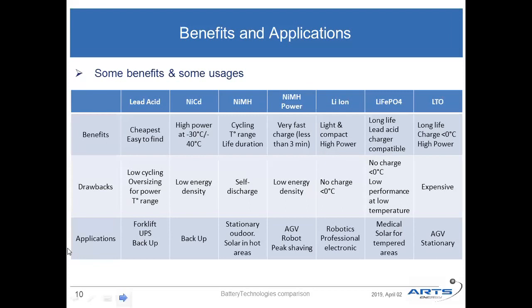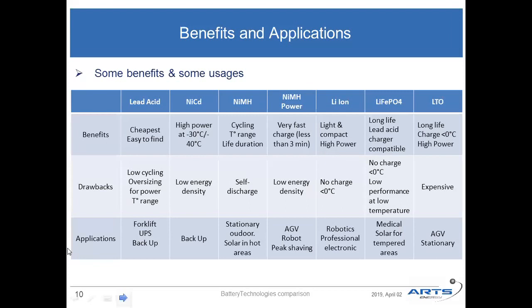Nickel metal hydride high power, the main benefit is the very fast charge. You can charge in less than 3 minutes. And so in many applications, you can downsize the battery size using this technology. The drawback is that the energy density is not so high, and it is mainly used today in HGV, robots, and peak shaving applications.